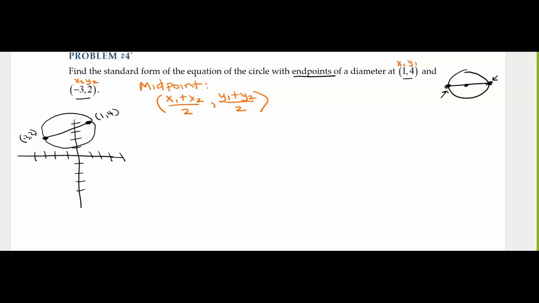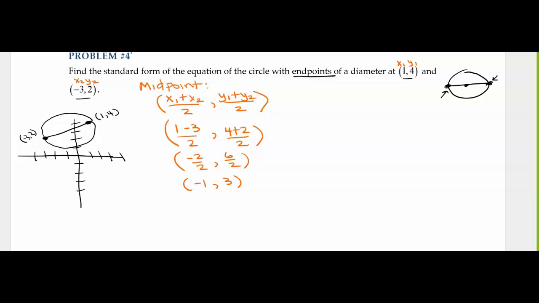So with my x1 and my y1, I've got 1, and then plus a negative 3, or minus 3, all divided by 2. And then my y coordinates, I need to put those together, so 4 plus 2, I'm adding those together, and then dividing by 2. All right, let's just keep simplifying this until we get there. So we'll get negative 2 over 2, and 6 over 2, and then that's going to simplify to be negative 1, 3. All right, so that is the center of my circle.